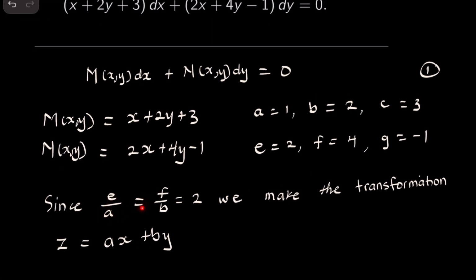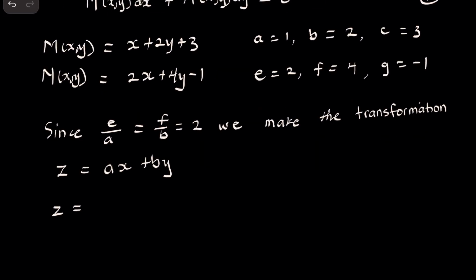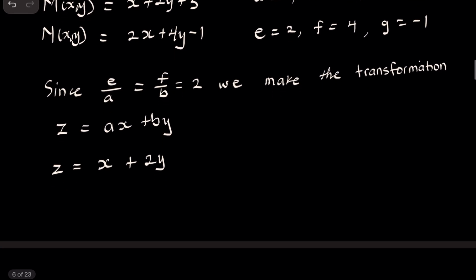Since e on a is equal to f on b and is equal to 2, we make the transformation z is equal to ax plus by. Thus z is equal to a times x, so that's 1 times x, which is x, plus b times y, so that will be 2y. Now let's differentiate. So dz/dx will be giving us 1 plus 2 dy/dx.